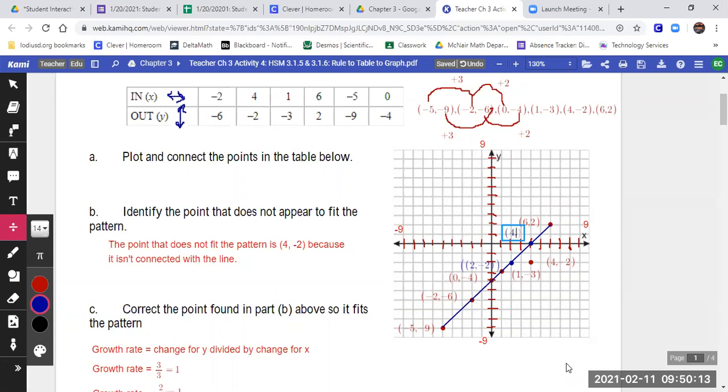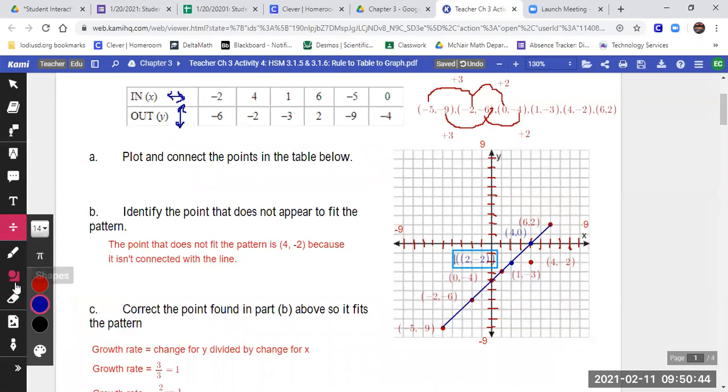4, 0. Remember, give us coordinates in parentheses. Do not give us coordinates that are not in parentheses, because they're not a coordinate then if you don't put them in parentheses. We just talked about that earlier. So either one of those blue ones would fix this wrong one.